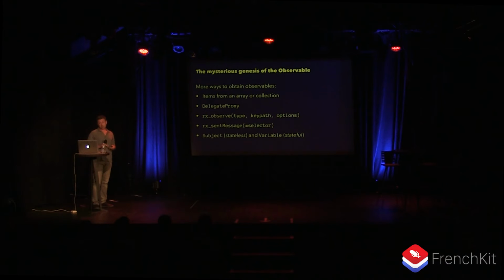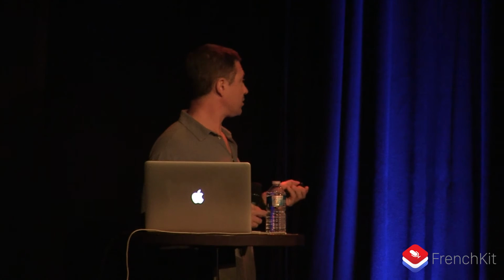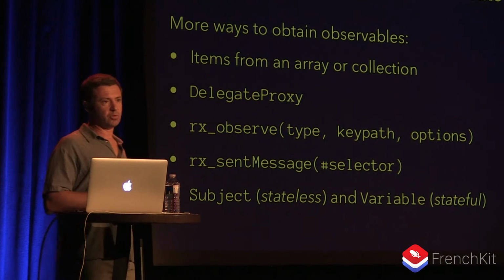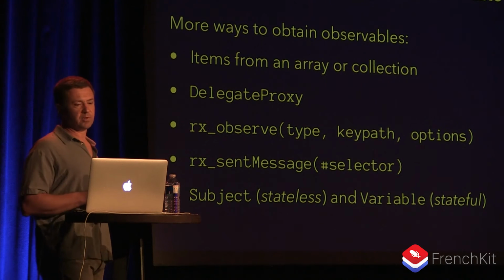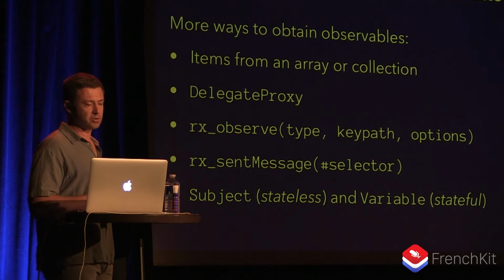There are more ways to obtain observables. I'm not going to cover them all here. You can turn any array or collection into an observable sequence, which emits all the events one after the other, nearly at the same time. There is the delegate proxy class, which is a very, very useful class because it lets you intercept the delegate pattern of iOS and macOS and create delegates for UICollectionView, UITableView. There are lots of classes in RxCocoa which do that already.